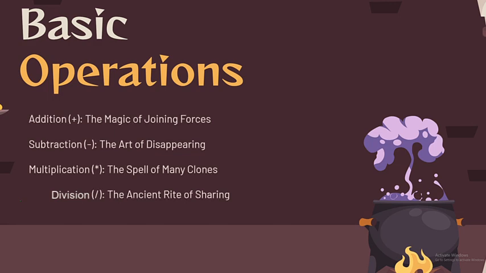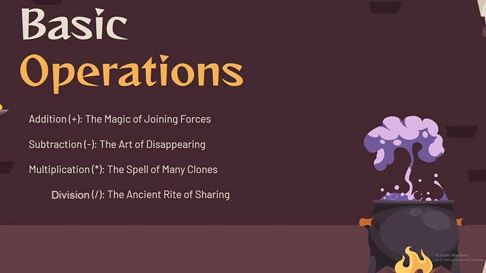Let's talk about the basic operations. The 4 spells every coder should know. Addition is how you join magical forces. Subtraction is for making things disappear. Multiplication is for making magical copies of things. And division is for sharing power evenly.